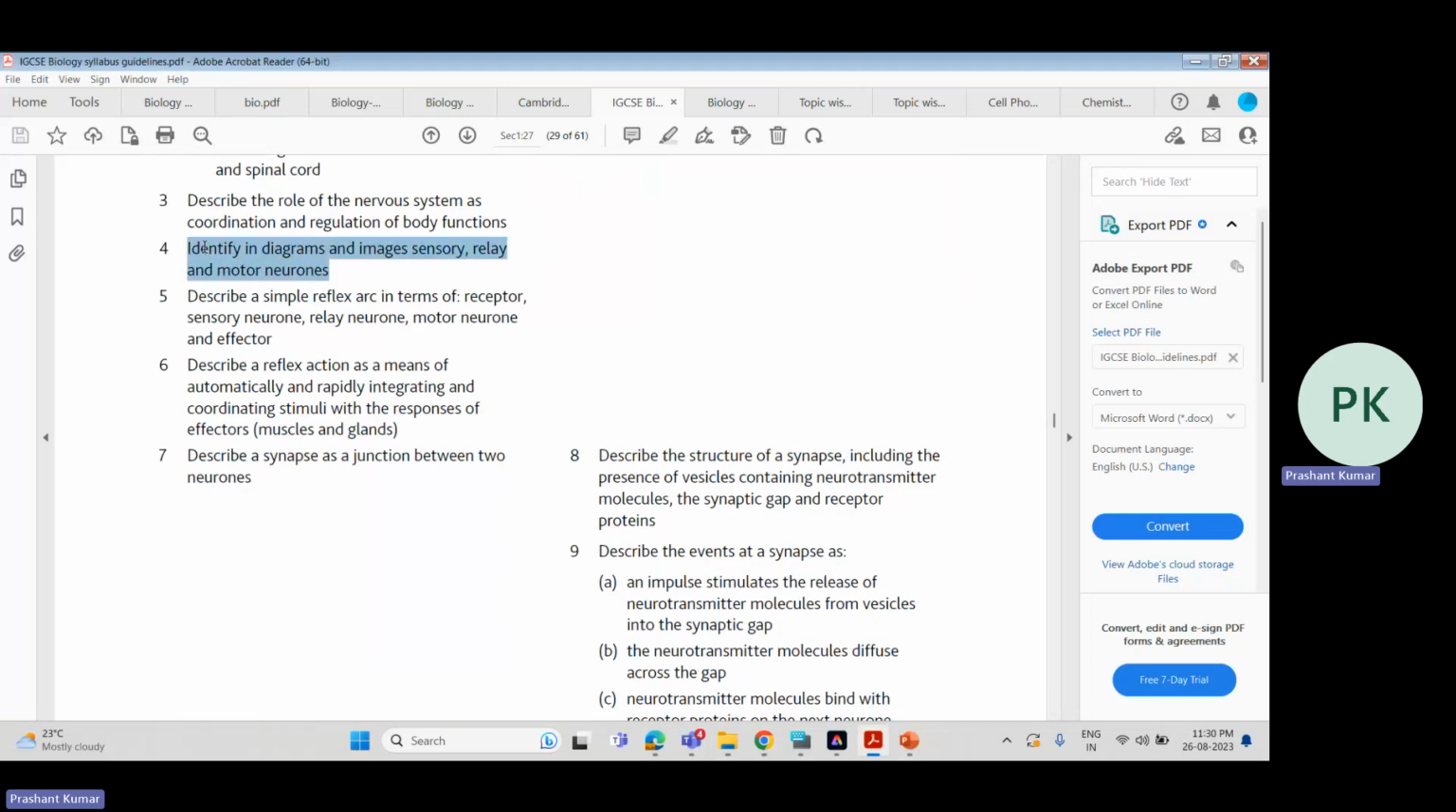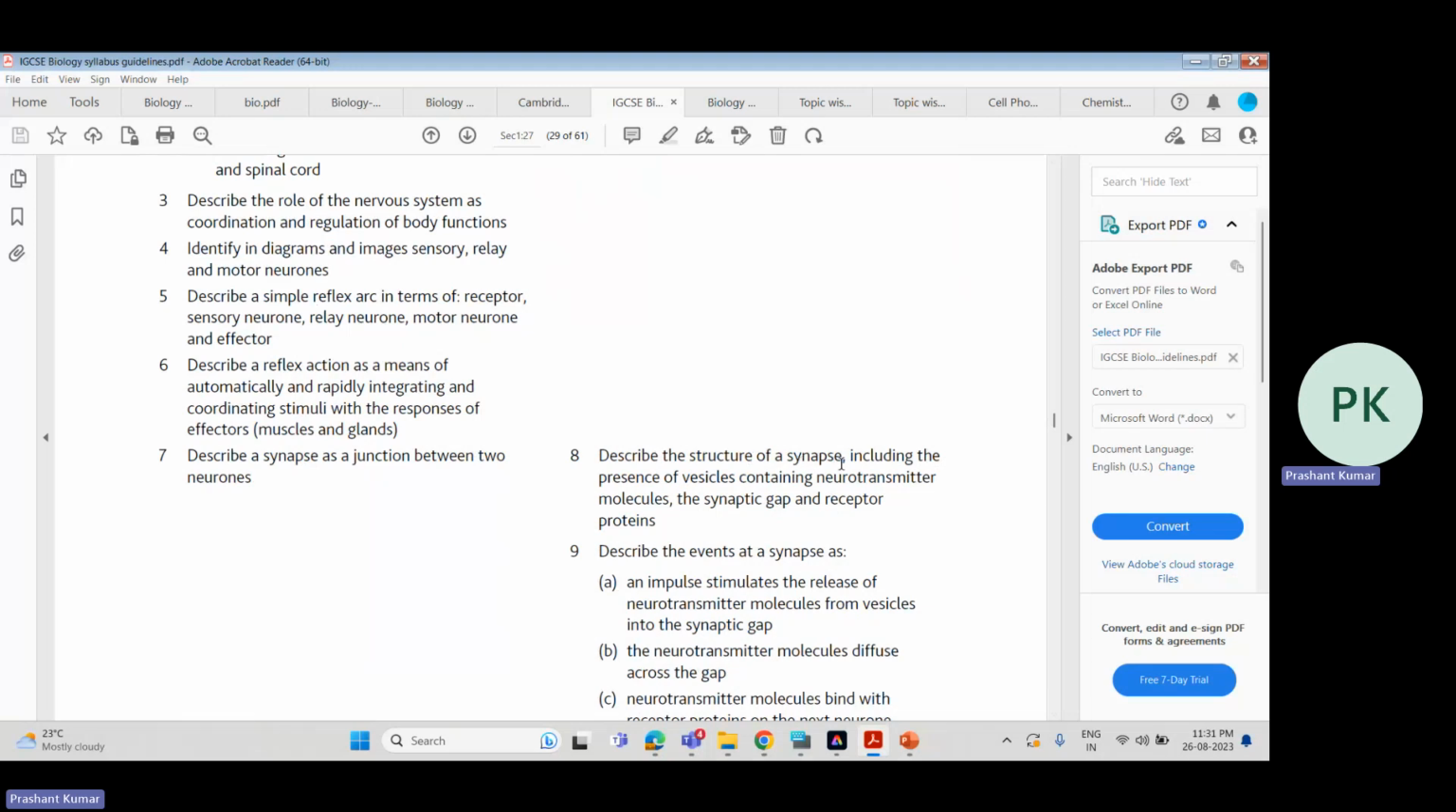Then we'll see the diagram where we'll see the images of sensory, relay and motor neuron. Cambridge asks questions from here. Sometimes they ask to label the cell diagram or to discuss the synapse. They can ask in which direction the impulse is flowing, so you have to put the arrow. Then describe a simple reflex in terms of receptor, sensory neuron, relay neuron, motor neuron, and effector.